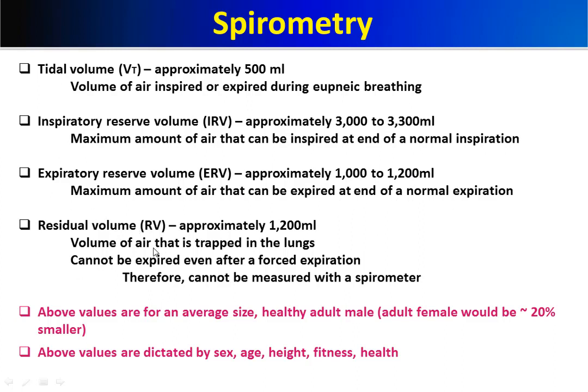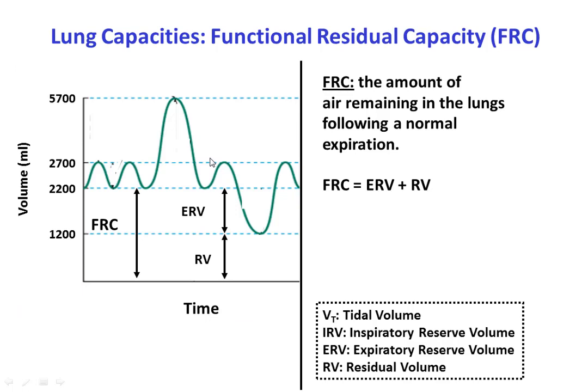Residual volume, we cannot measure it using the spirometer because this is the volume of air that is trapped inside the lungs even at the end of forced expiration. Now the above values are for an average size healthy adult male. Adult females would have 20% smaller volumes, and the above volumes are also determined by the sex, by the age of the subject, by his height, by the fitness, and his health status.